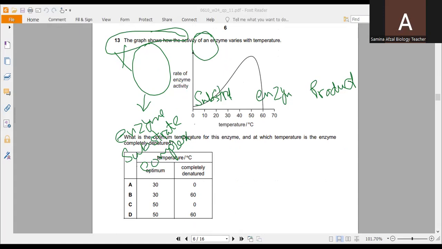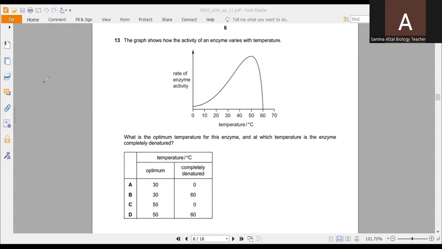Question number 13. The graph shows how the activity of an enzyme varies with temperature. So they have shown a curve showing temperature on the x-axis and the rate of enzyme activity, which is increasing as the temperature is increasing, but you can see the optimum temperature is about 50, and after 50 the curve is declining, and at 60 it has ended.